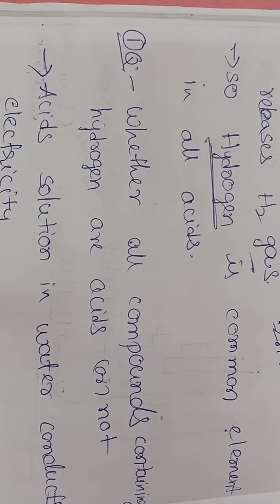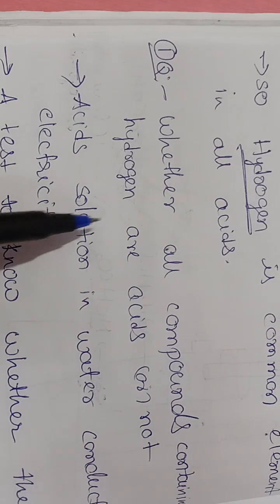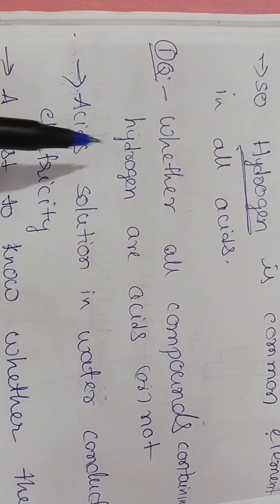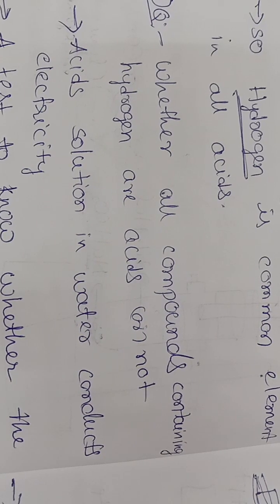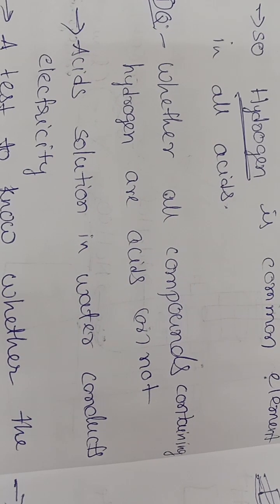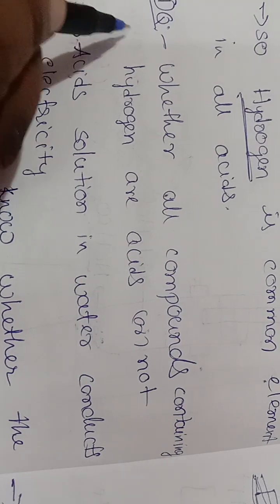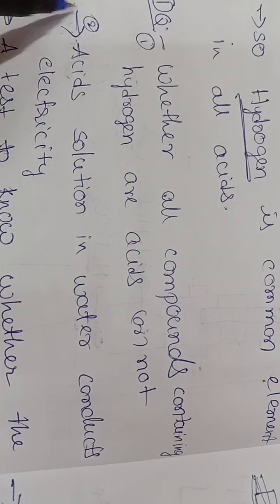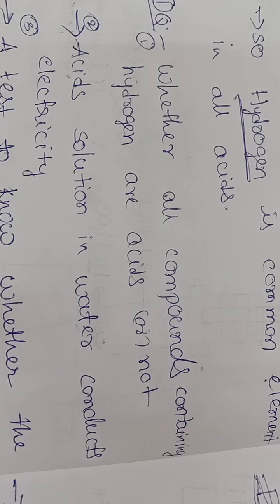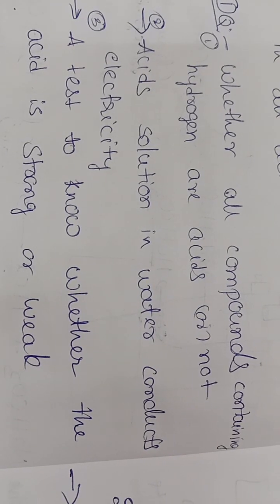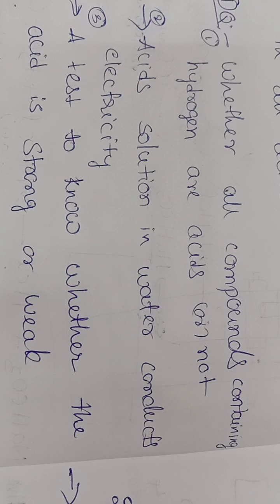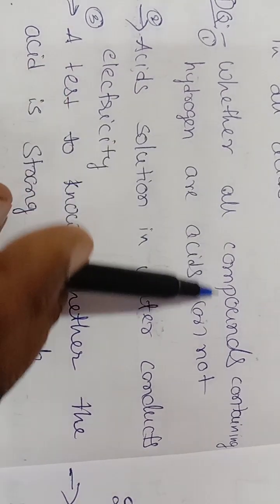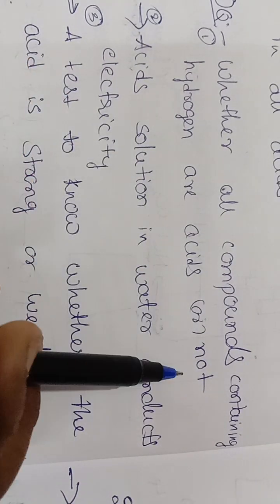So next lab activity: whether all compounds containing hydrogen are acids or not. Okay, acid solution, this is one question. For the same lab activity, we have three different questions: first question, second question, third question. For these three questions, you have to write one single lab activity. You have to follow the same procedure, with a little bit of change. We have to check whether all compounds containing hydrogen are acids or not.